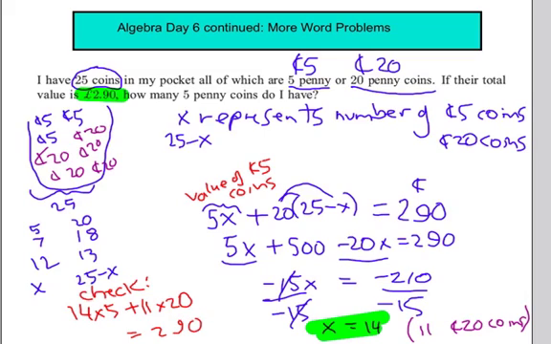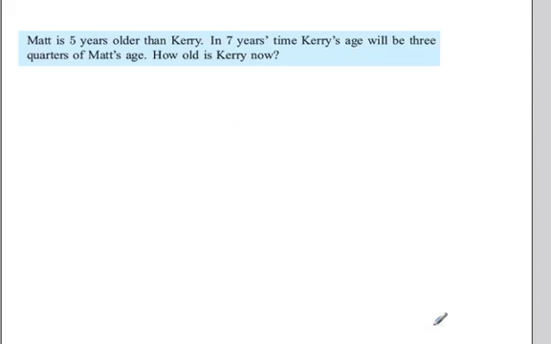And if you do it, you will see that that indeed does give you 290. So that means you've done it correctly. Okay, moving right along. Okay, age problems.